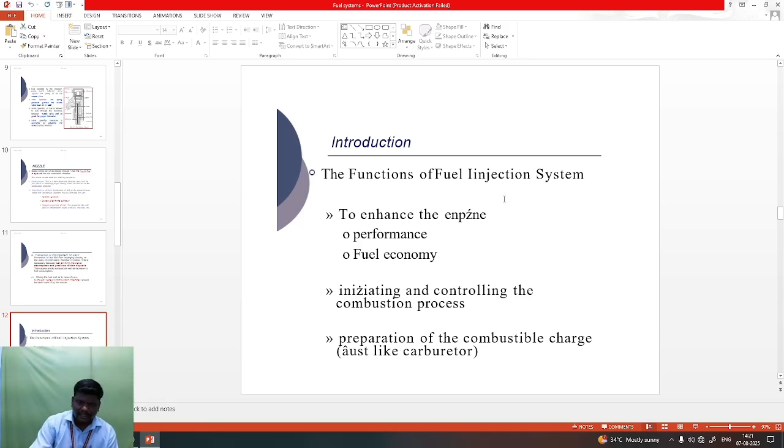So this is the fuel injection system. It enhances performance and fuel economy, and it initiates and controls the combustion process. The third function is preparation of the combustion charge, like a carburetor. For performance, whether high or moderate, we use the fuel injection system, and we also use it for fuel economy. Like a carburetor, it prepares the air-fuel mixture as well.